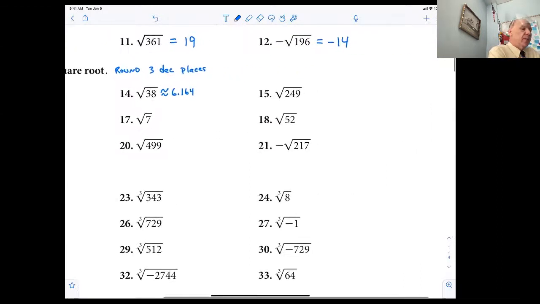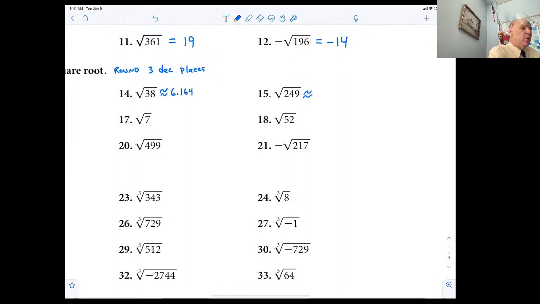The 3 decimal places. So square root of 249 is approximately 15.779. Does anybody not have a calculator today? All right, so the iPad, if you have a calculator on the iPad, pull it up on the iPad. You can split screen, and be fine. Is that what you're doing? He's got to go. All right, thank you, thank you, thank you.